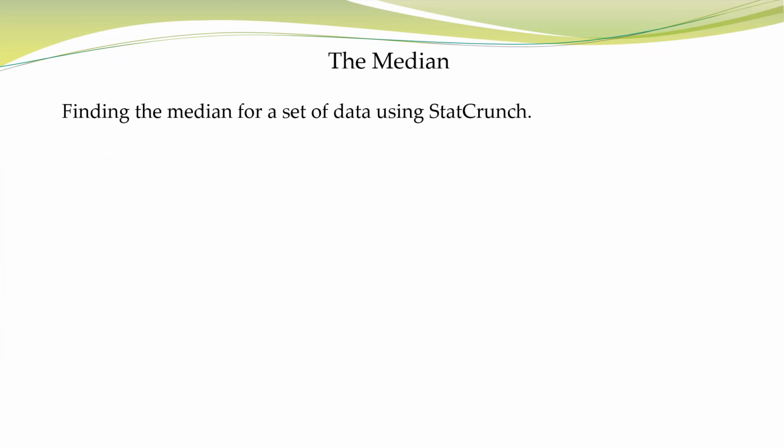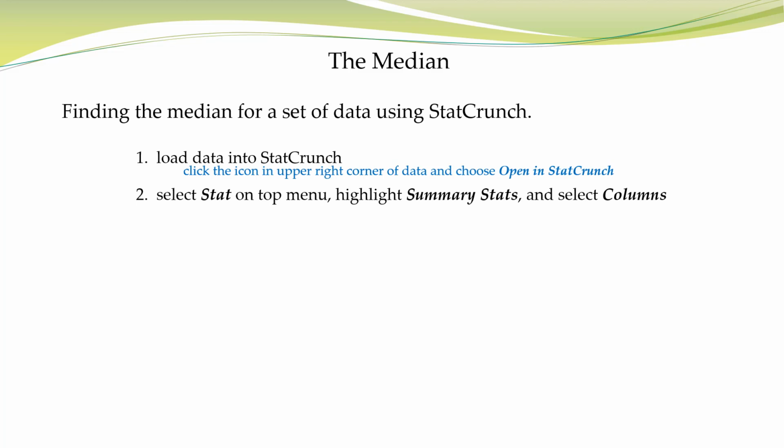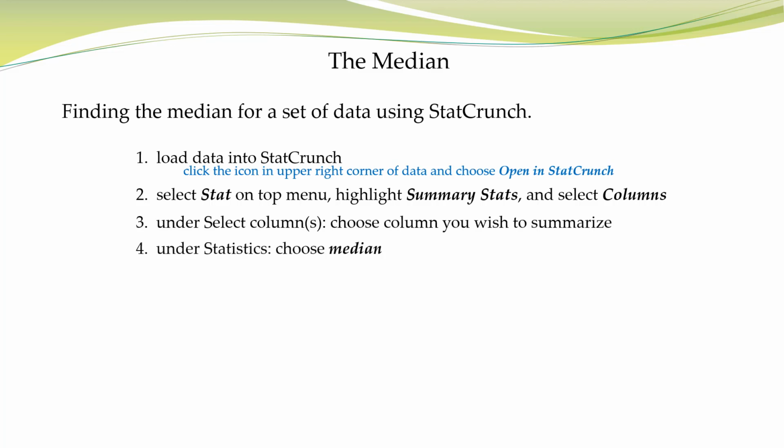Okay, the median. Finding the median for a set of data using StatCrunch. Same as before. Load the data into StatCrunch. Select Stat on the top menu, highlight Summary Stats, select Columns. Choose the column you wish to summarize. But this time, under Stats, we're going to choose Median instead of Mean. And then we click Compute.